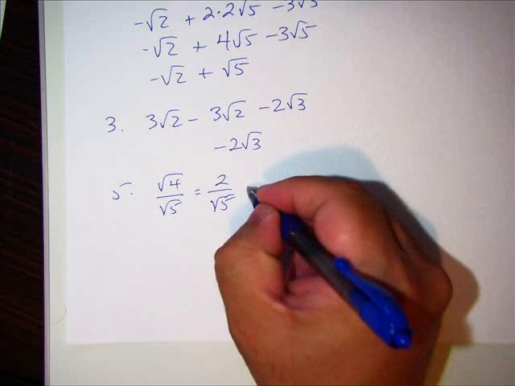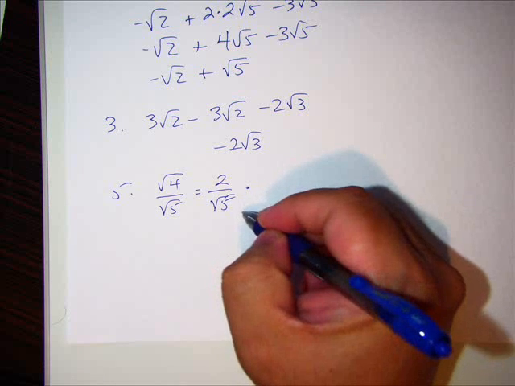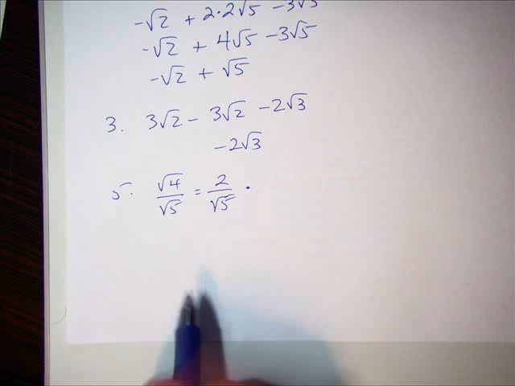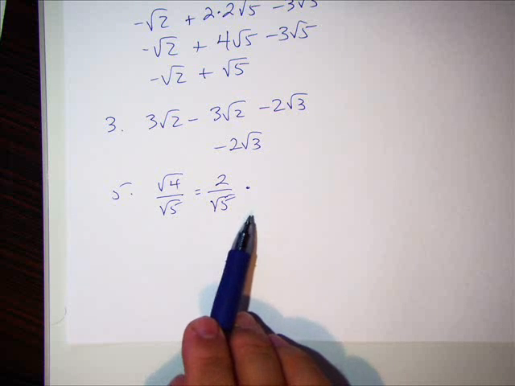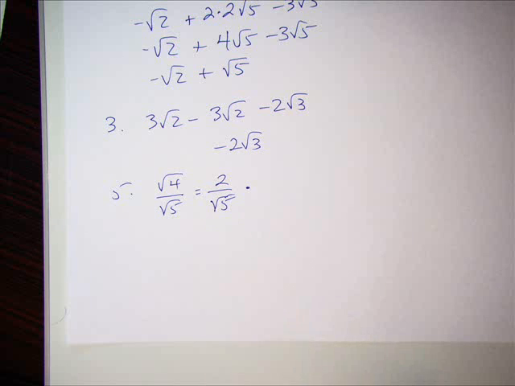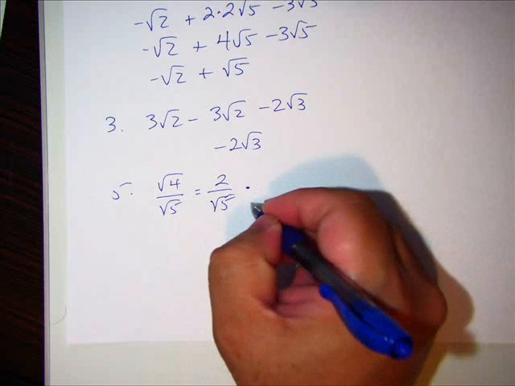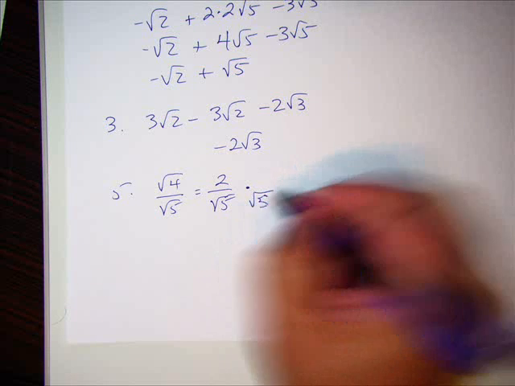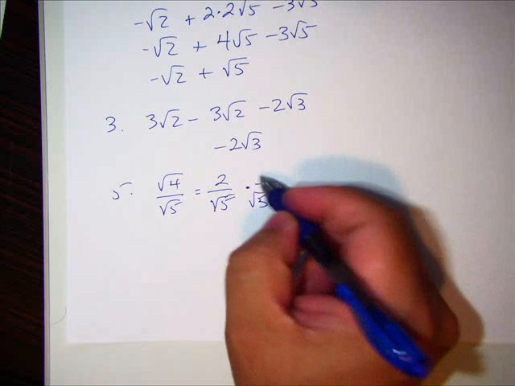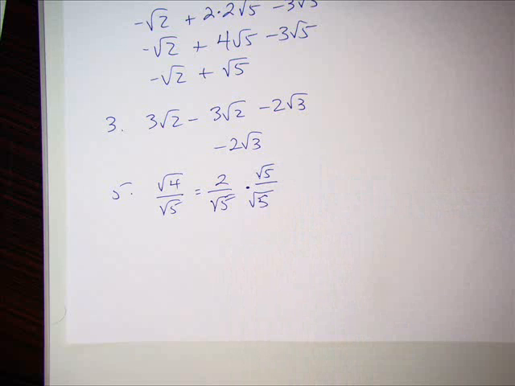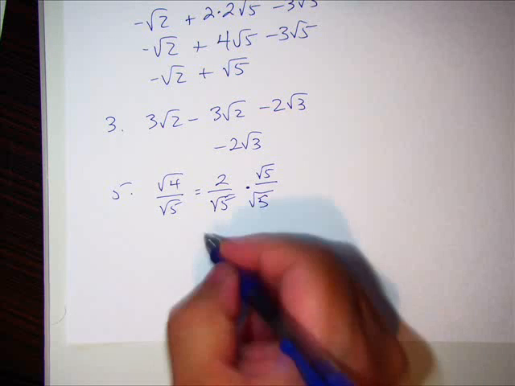When we rationalize the denominator, we're going to do basically an algebraic trick. And we're going to multiply that number by a number that'll make it a perfect square. Well, the obvious choice is 5. And what we're going to do is multiply by square root of 5. But whatever we do to the denominator, we have to do to the numerator. So we multiply the numerator by square root of 5.